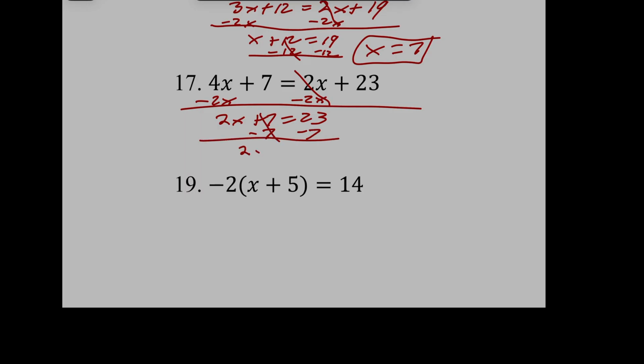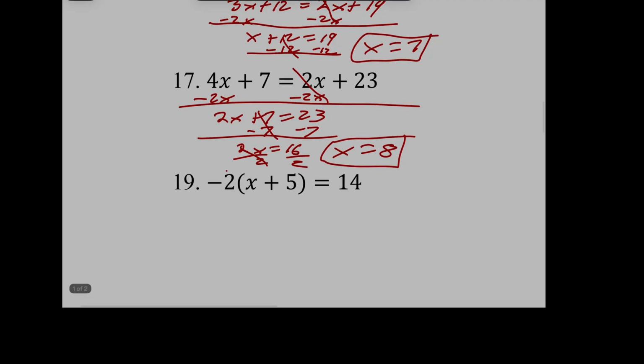That's going to give me 2x equals 16. And then once you divide everybody by 2, which is a nice little x equals 8. Okay, let's go on to number 19. Now, this is leading with a negative, so just be careful. Go slow. Negative 2 times x is negative 2x.